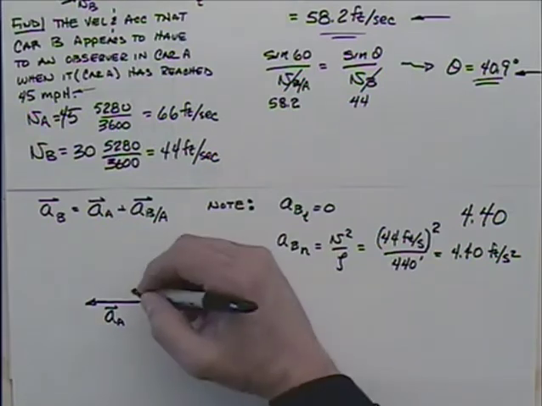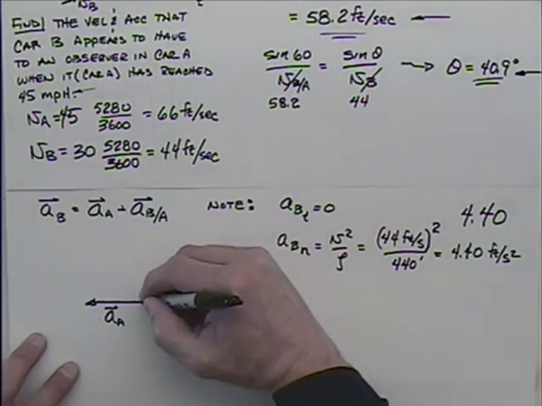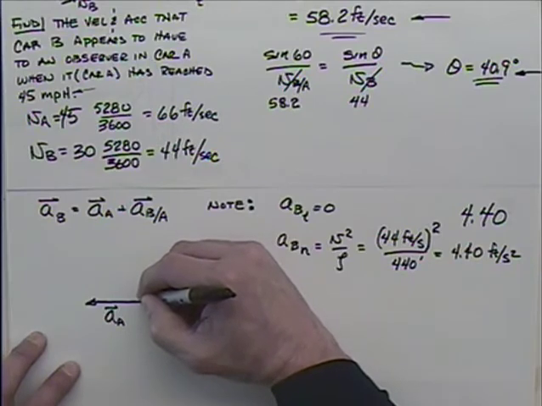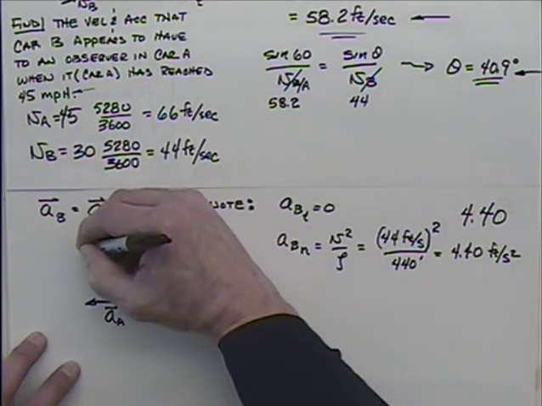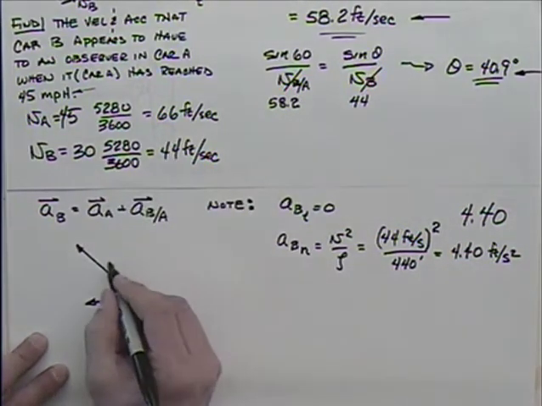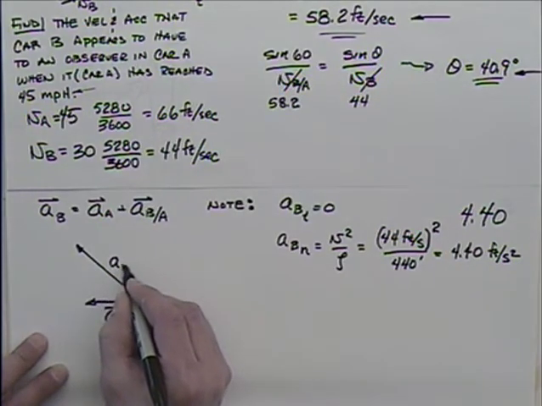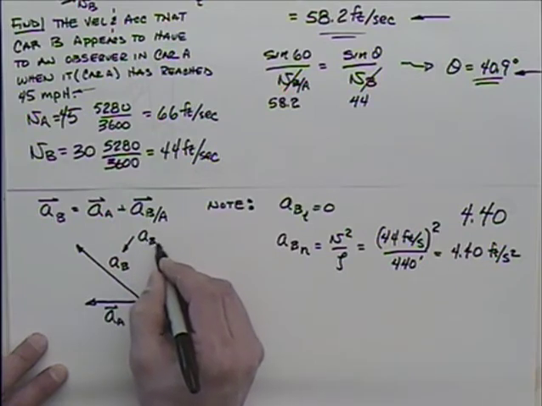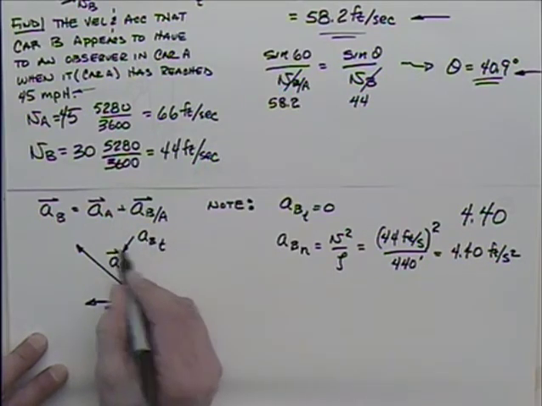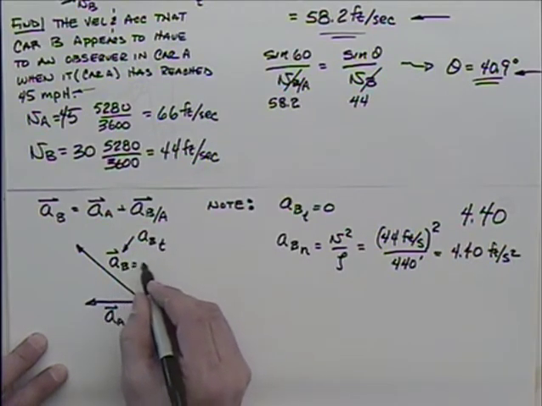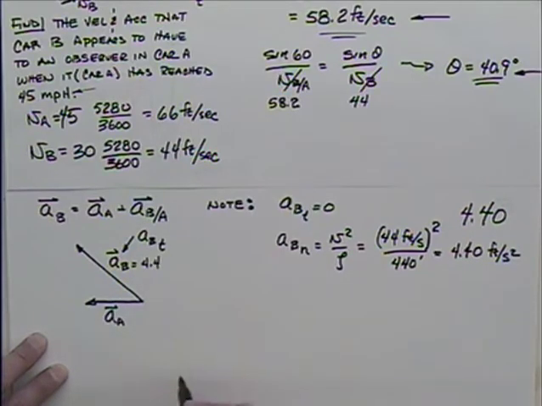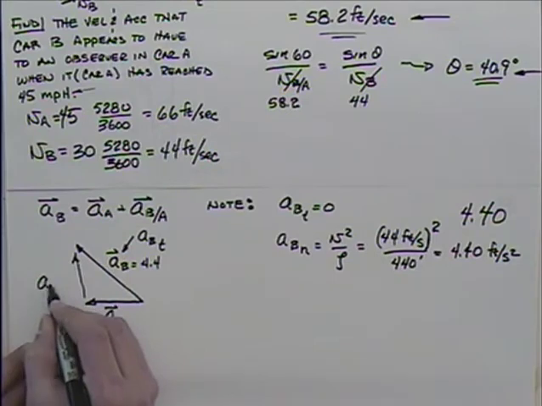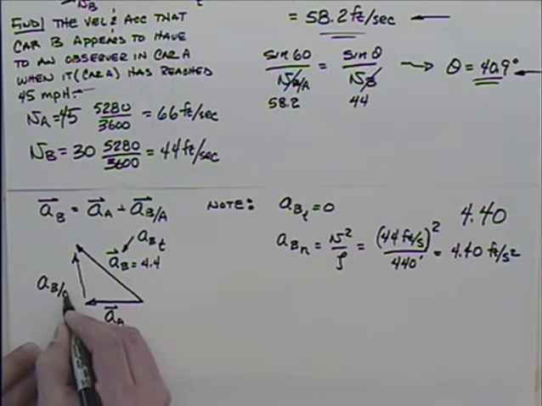But it is accelerating in the normal direction, so that's going to be going right back up that line depicting the radius of curvature. Then there is the acceleration of b, which is really the acceleration of b in the tangential direction, which takes on a value of 4.4. And then over here, I have the acceleration of b with respect to a.